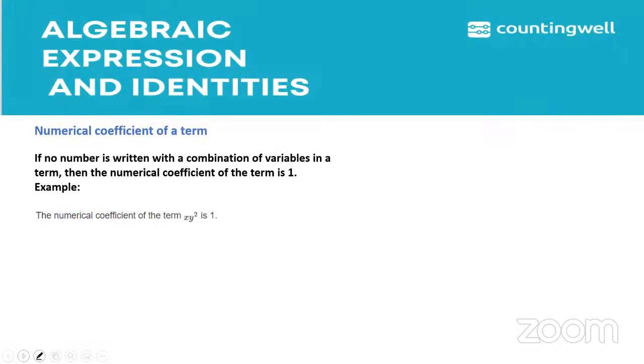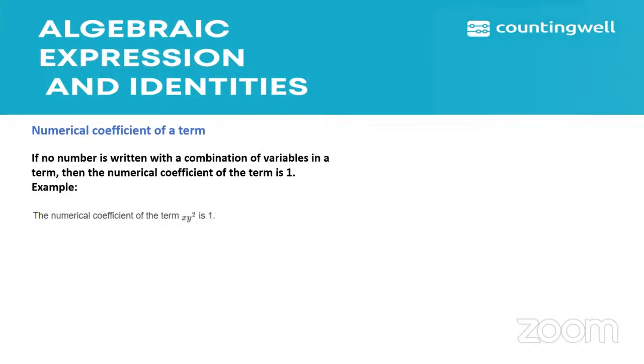If no number is written with combination of variable, then the numerical coefficient of the term is always 1. So if you have an algebraic term xy square, you cannot see any numerical coefficient like 2, 3, 10, 11, 12, etc. It is hidden, or we can say it is nothing but 1. So the numerical coefficient of the term xy square is 1.